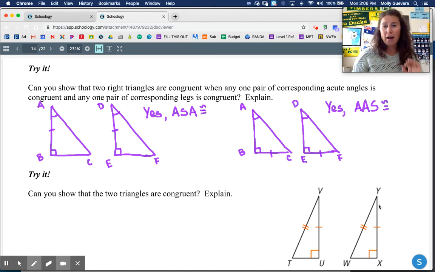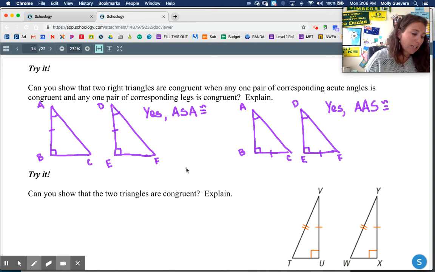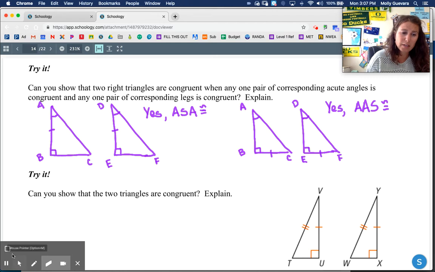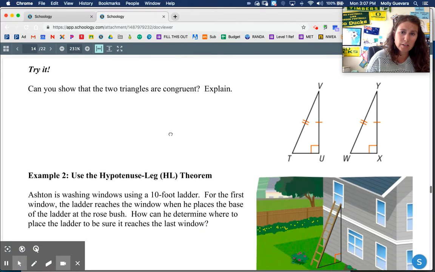So if I have a right triangle and I know one of the acute angles is the same, and I know one of the sides is the same, one of the legs, excuse me, one of the legs are the same, then either way I can show that the two triangles are congruent. Okay, so let's look at another example as we just cruise through this.